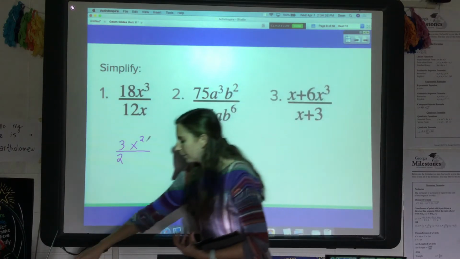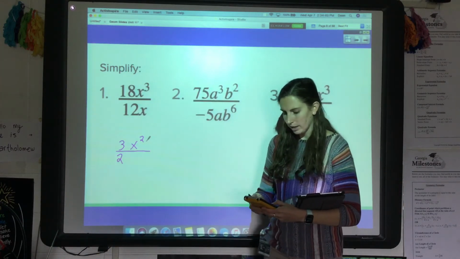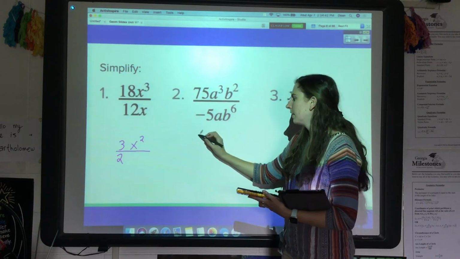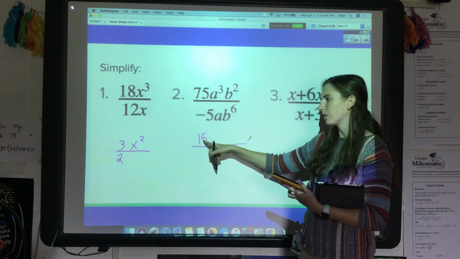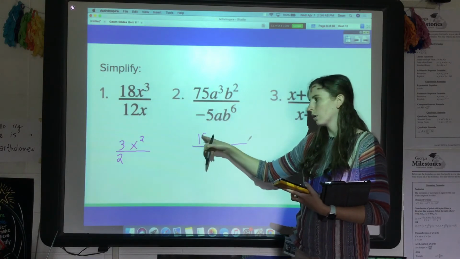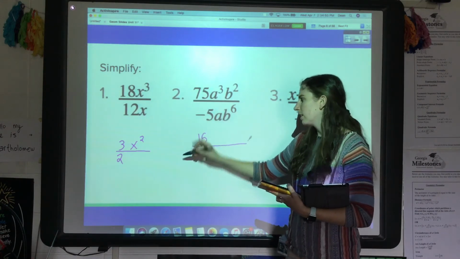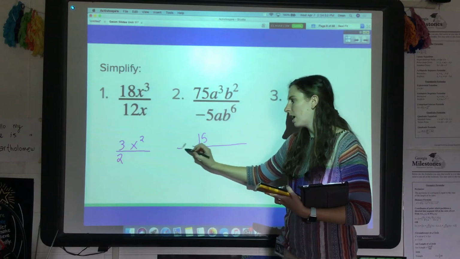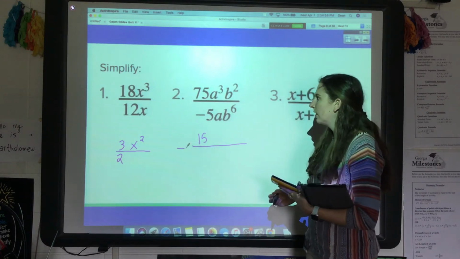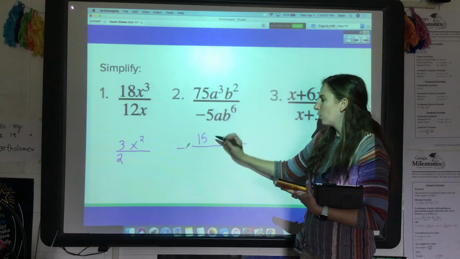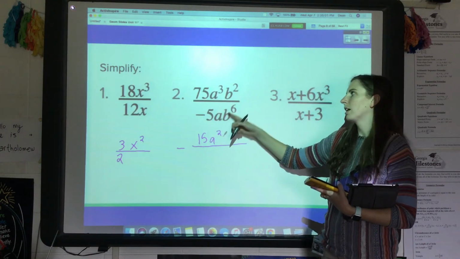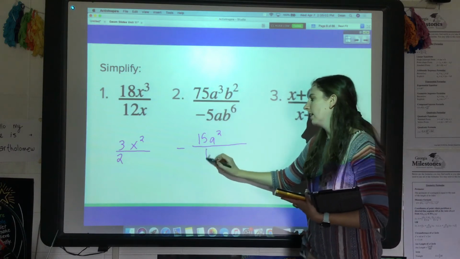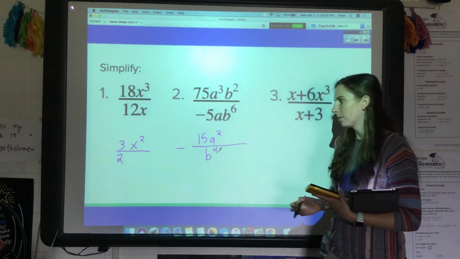But 75 over 5, let me divide that real quick, is 15. So this whole thing becomes 75 over 5 is 15. That could go in the front or just on top. It is still negative. You could leave it in the bottom if you want. I'm just going to put the negative in front. And then 3 a's cancel out, 1 leaves a squared. And if I have 6 b's on the bottom but subtract 2, that leaves 4 b's on the bottom.